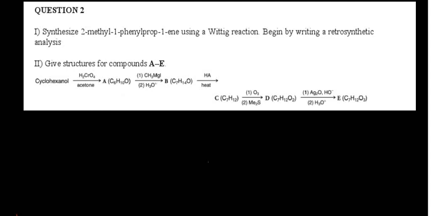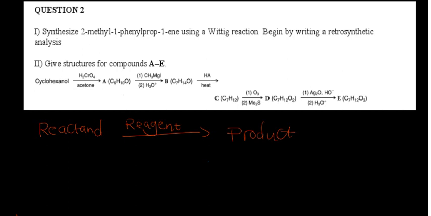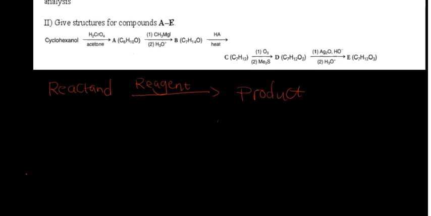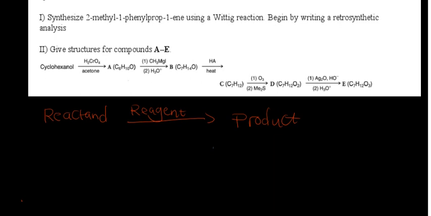So we need to show everything. For us to show what's happening, we know that to make this one, we need the reactants. We need also the reagents to form the products. So the product has been given as this: 2-methyl-1-phenylprop-1-ene.